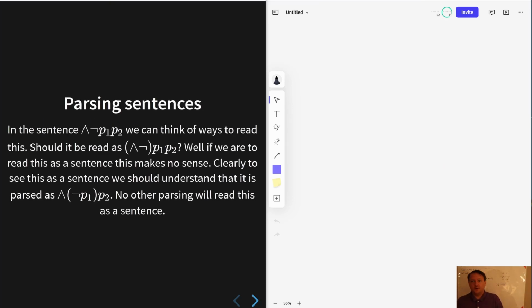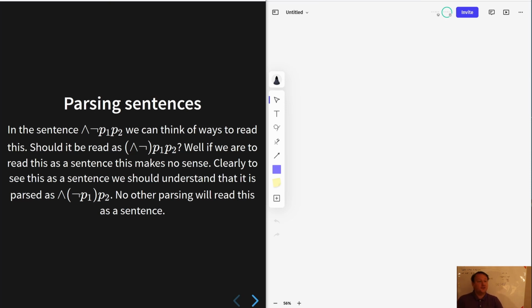To get started understanding the basic idea, take this example sentence: conjunction, negation, P1, P2. The goal is to take this expression just as a sequence of symbols and to understand it as a sentence, which is to say, to know what its components are. So let's play dumb a little bit and ask, could this be an atomic sentence? Well, clearly the answer is no. An atomic sentence is just a single sentence symbol. This is not a single sentence symbol, so we can't read this as an atomic sentence.